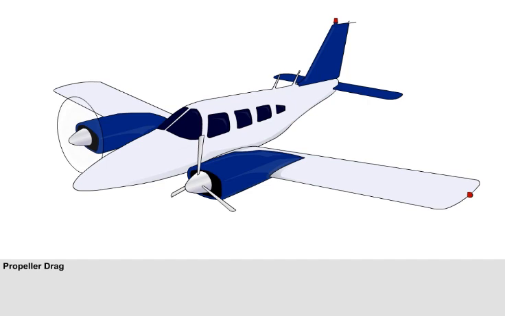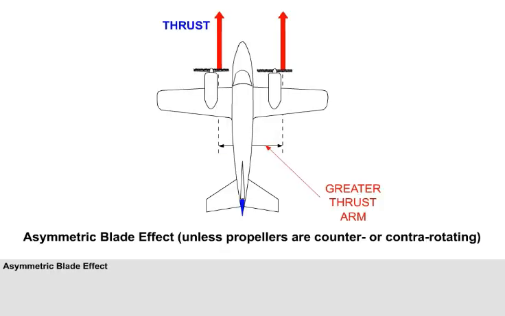A feathered propeller will cause the least possible drag. There is no torque, since it is not rotating, and the parasite drag is at a minimum with the blade's edge onto the airflow. If both engines rotate clockwise, the right engine has a longer thrust arm, and failure of the left engine gives a greater yaw moment. This asymmetric blade effect, or P factor, is absent with counter-rotating and contra-rotating propellers, and of course on jets.